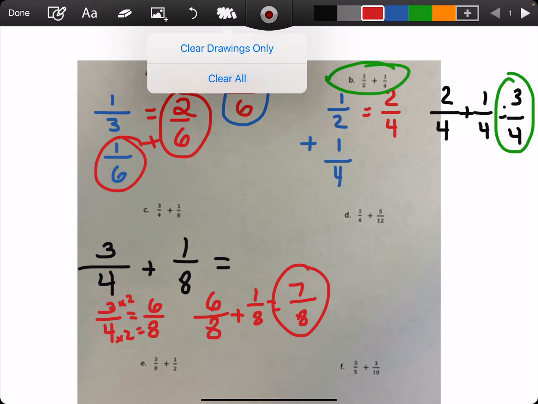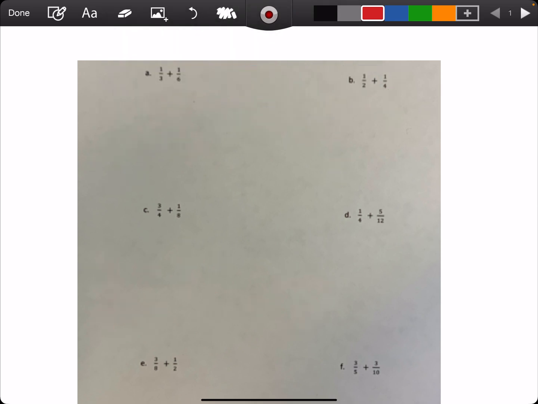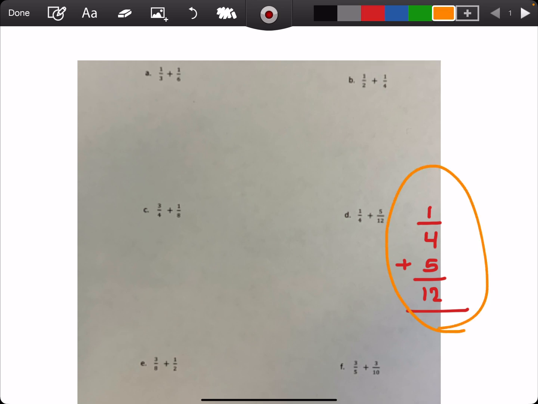Now I'm going to clear this board, because I'm going to look at D. Now D is 1/4 plus 5/12. I'm actually going to rewrite that because I want a little more room. So I'm going to rewrite it over here and do 1/4 plus 5/12. I always like rewriting it vertically, going up and down and not across, because it gives me more room to find my common denominator.